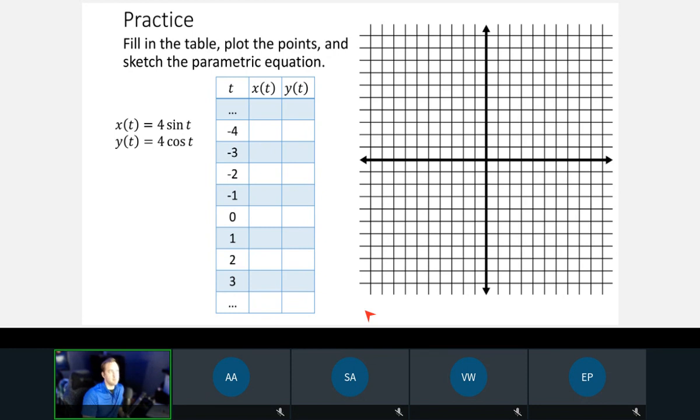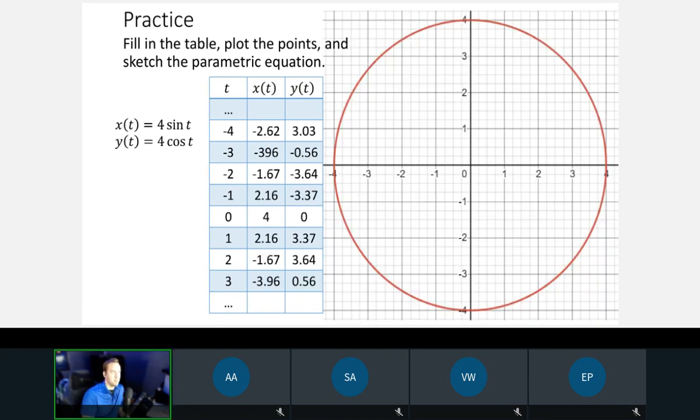And on your modules, your quiz, on your test, you may have a choice also. But on your TGA, I tell you which values to use on your table. So the values that I chose, I got these, and then I plotted the points. And it creates a circle.